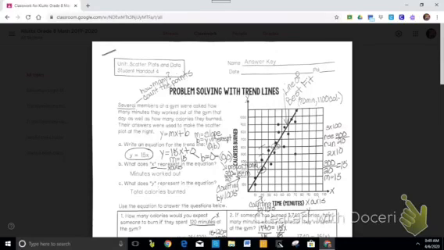You'd be perfectly correct. So I know now that my equation is y equals slope of 15 times x plus 0. But do I put the 0 for b? You know I don't. So my final answer is y equals 15x.